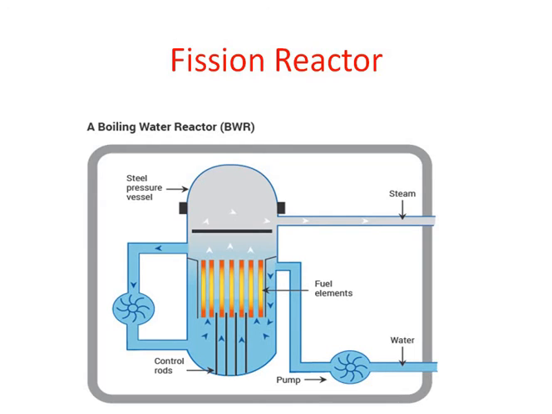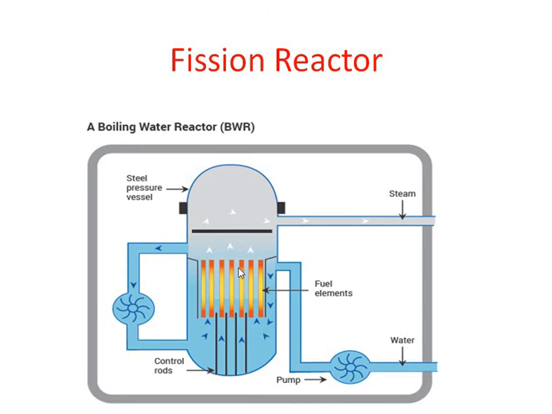This is a schematic diagram of a fission reactor. Here water is used as the coolant. The nuclear fission happens here. As a result, heat is generated, and the extra heat is transferred to the water, which becomes steam, and the steam goes to the turbine, resulting in the generation of electricity. The steam then cools down and the water reaches here again.